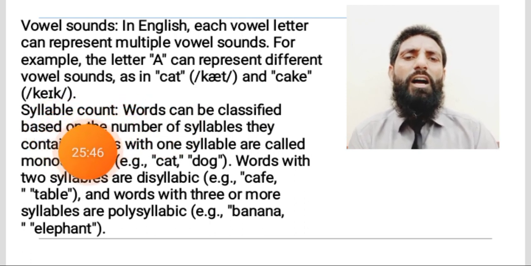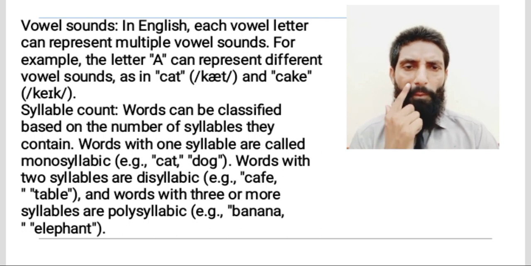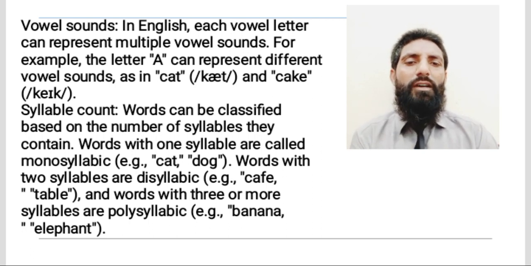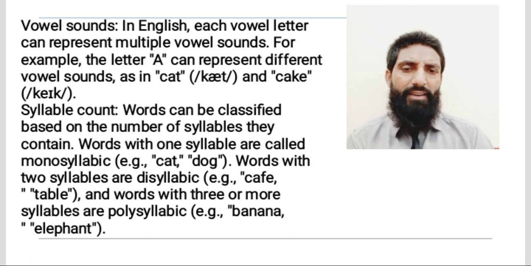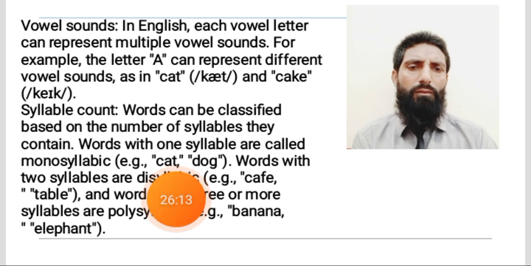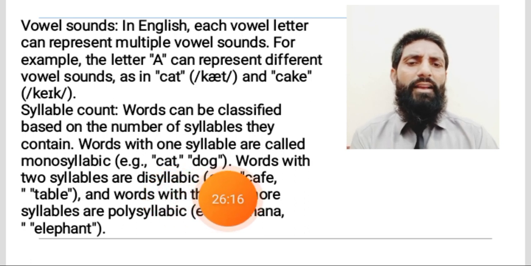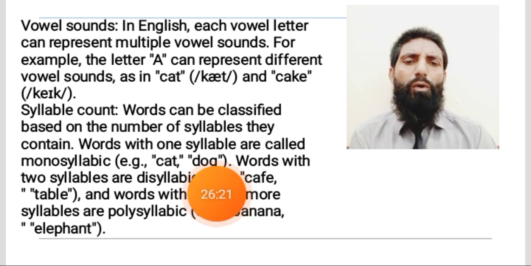Syllable count: words can be classified based on the number of syllables they contain. Words with one syllable are called monosyllabic. For example, cat: here you can see that there is only a single vowel. Likewise, dog also has a single vowel, which is o.